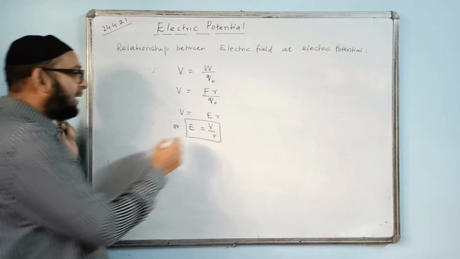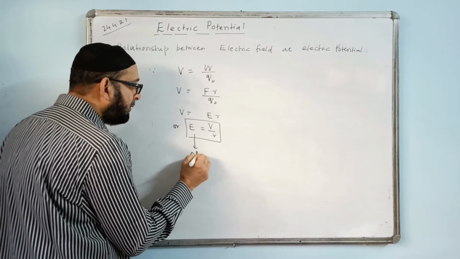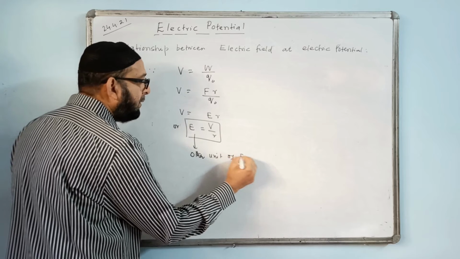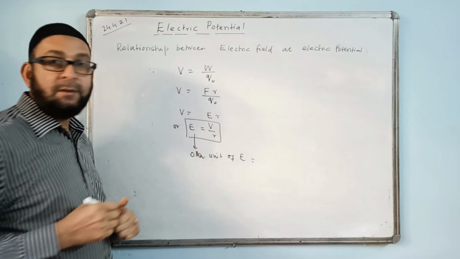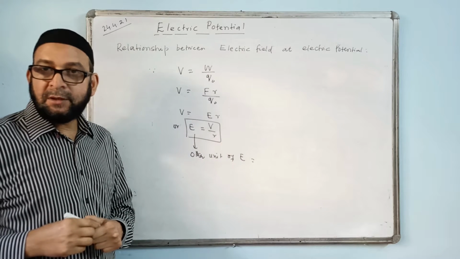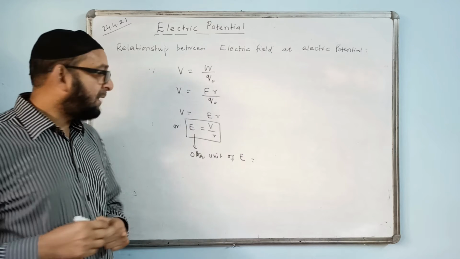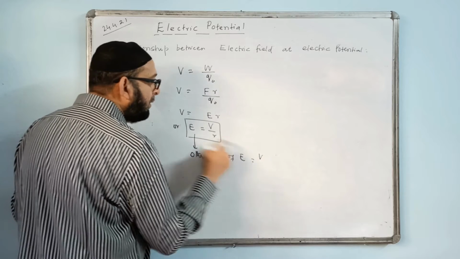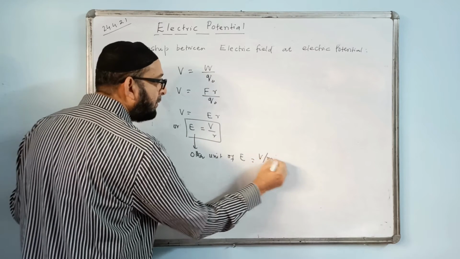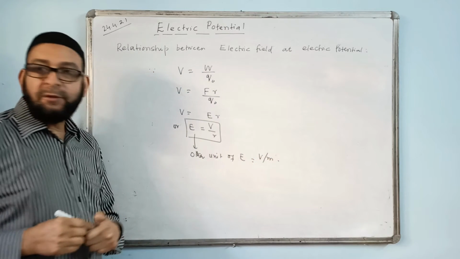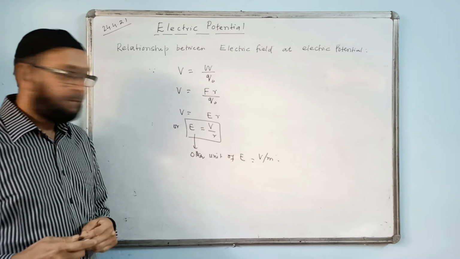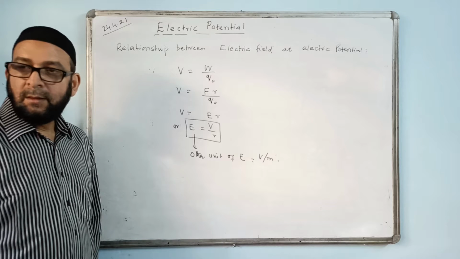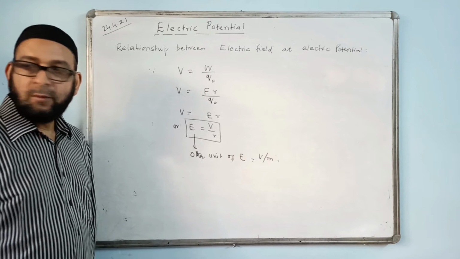That's why the electric field has another unit. The first unit of E is Newton per Coulomb, as per the definition E equal to F by q naught. We can have the second SI unit of E also. V is volt, this is meter, so volt per meter. The other unit of E is volt per meter. Electric field's other unit is volt per meter. Okay?